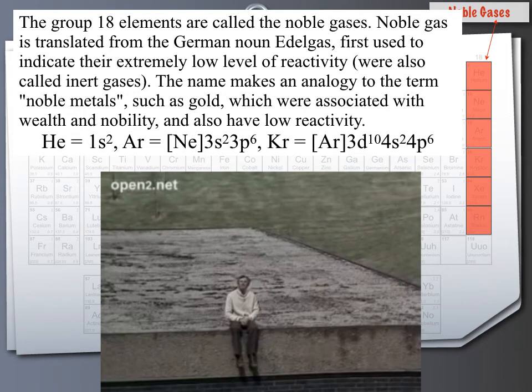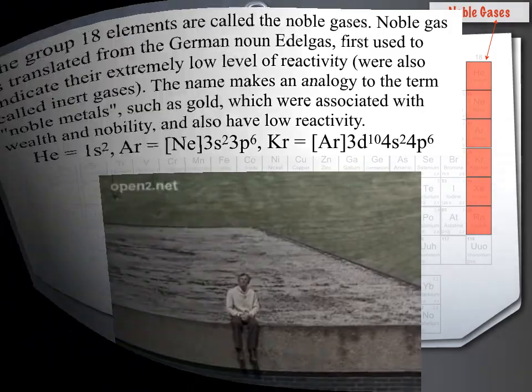Now you will see that helium has 2 valence electrons, but all the rest, because they're s2p6, have 8 valence electrons. And that is what makes them so inert or unreactive: they have full shells, which makes them stable, so they do not want to react. They're already fulfilled.